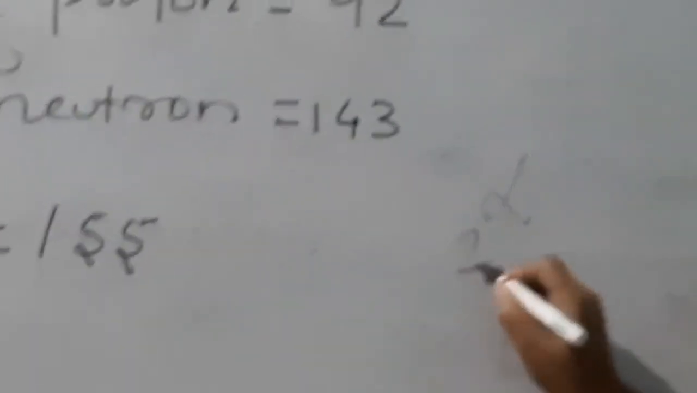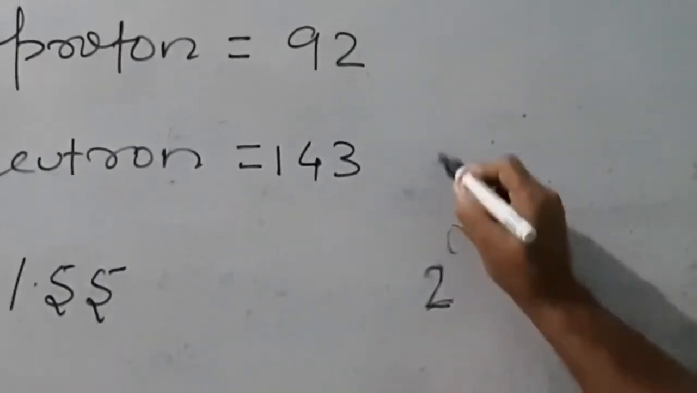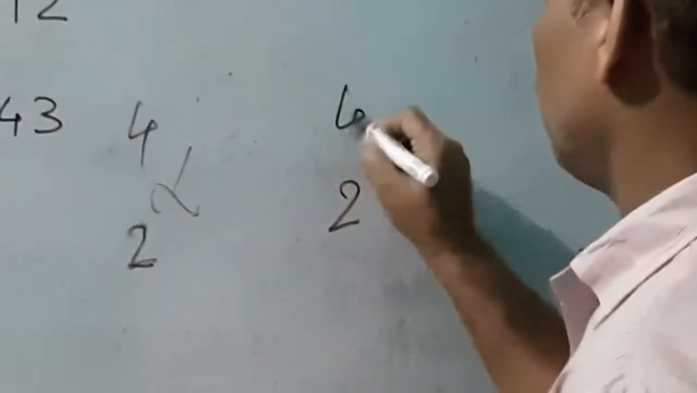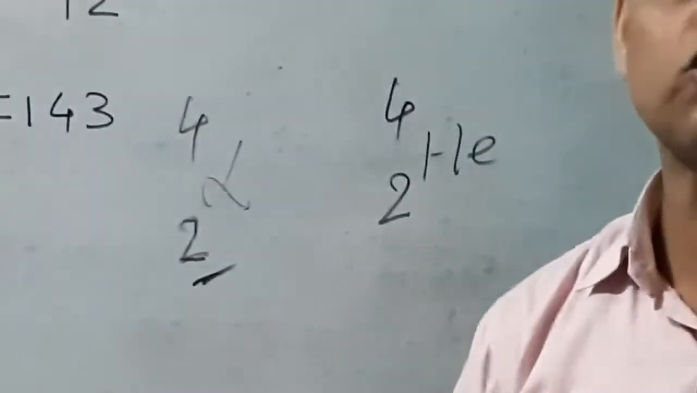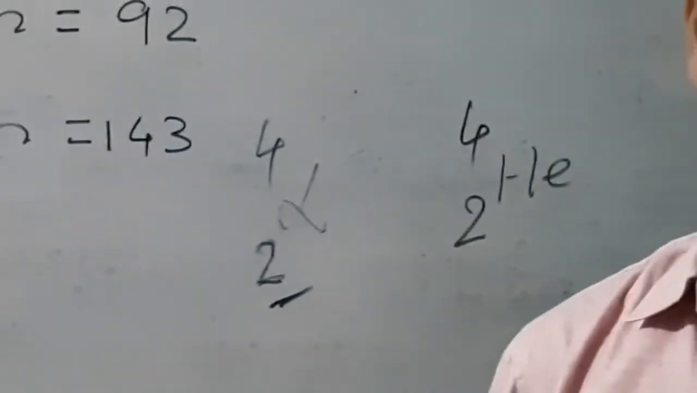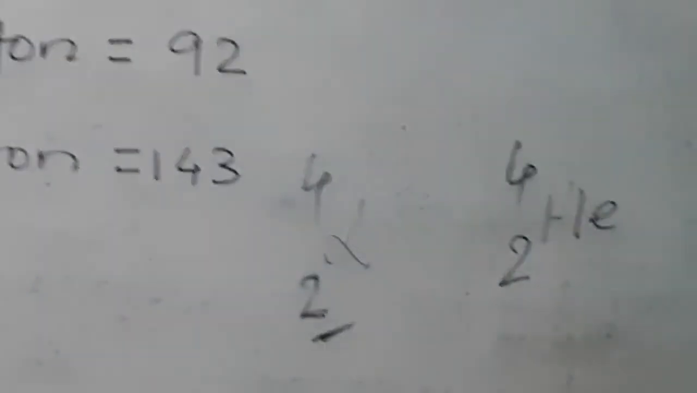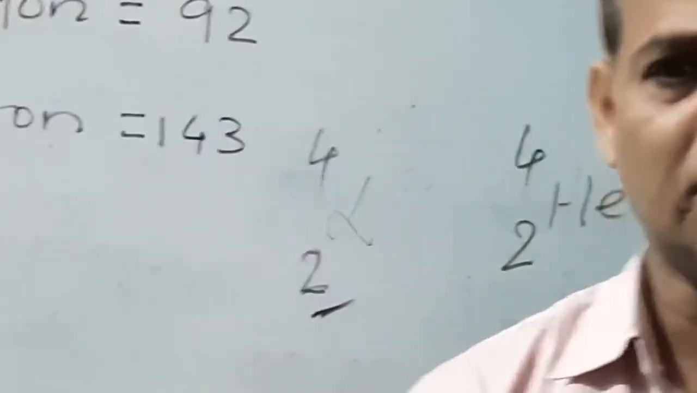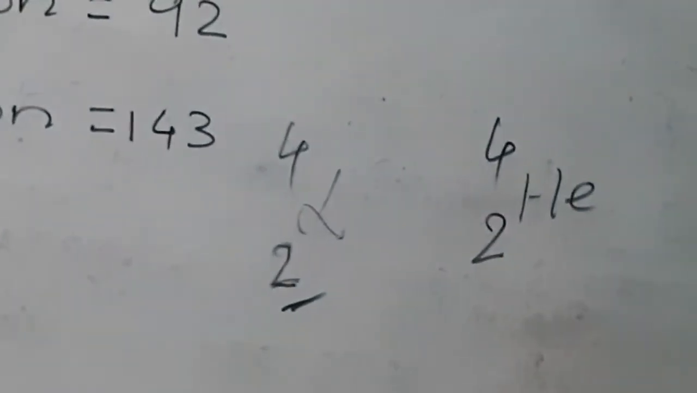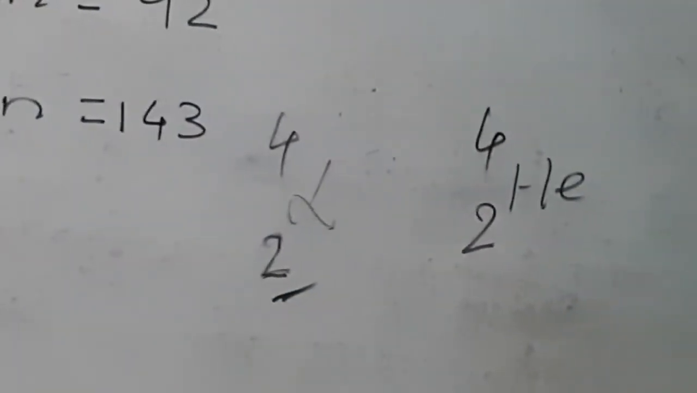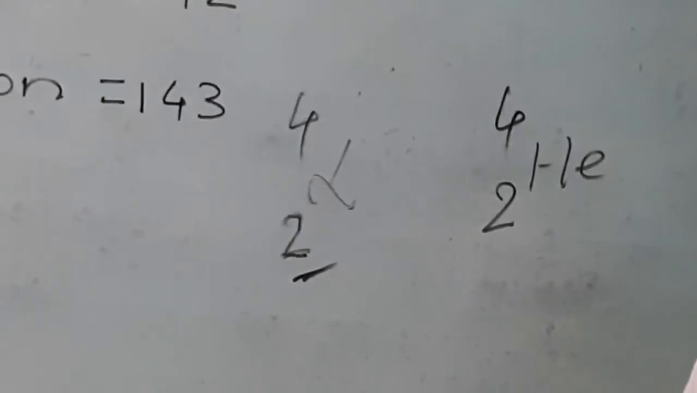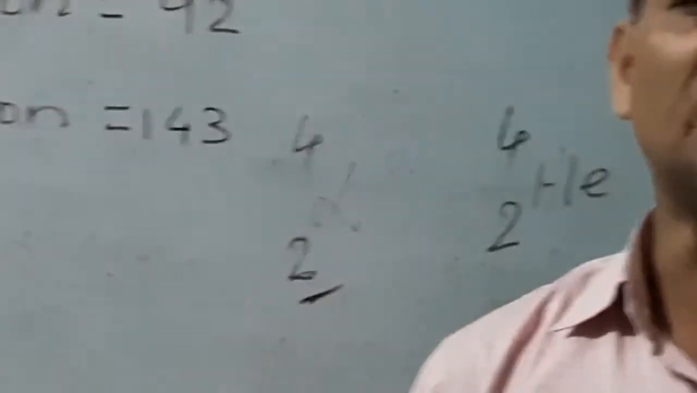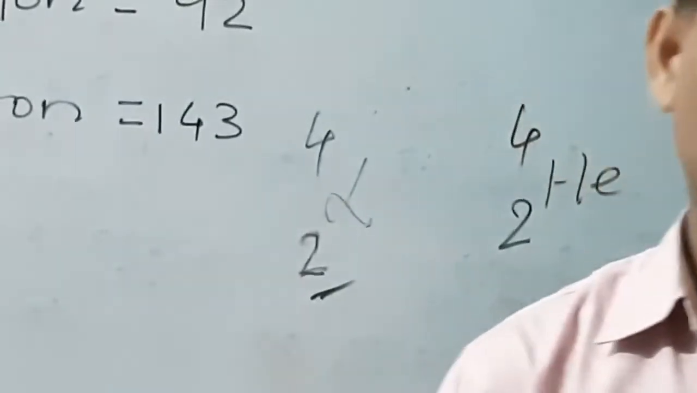Since it has 2 units of positive charge and 4 units of mass, it resembles helium. So alpha particle is also called helium nucleus. Helium also has 2 units of a positive charge and 4 units its mass. So alpha particle is known as helium nucleus.